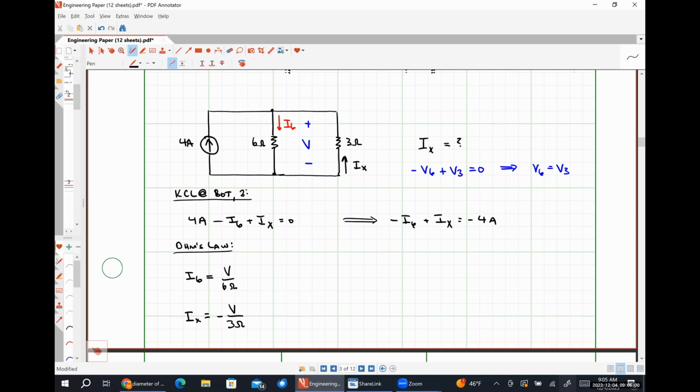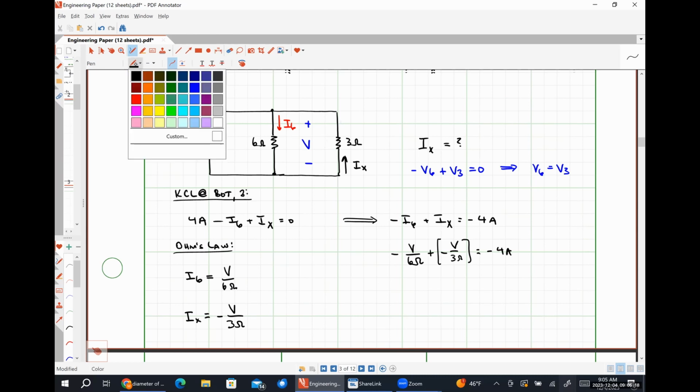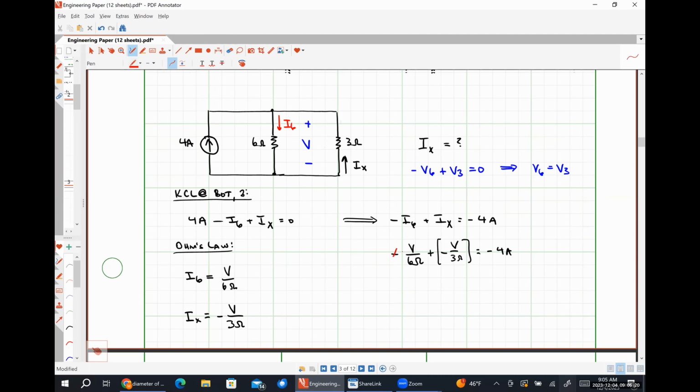So negative I6 is going to look like negative V over 6 ohms plus Ix, negative V over 3 ohms, is equal to negative 4 amps. And I'm just going to get rid of all of these negative signs because they're bothering me. So that negative and that negative cancel.